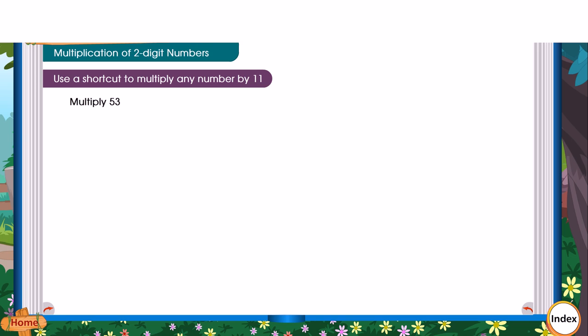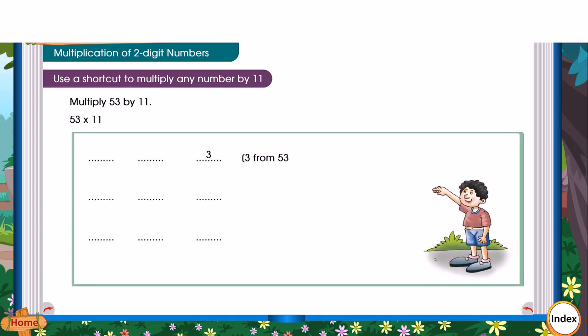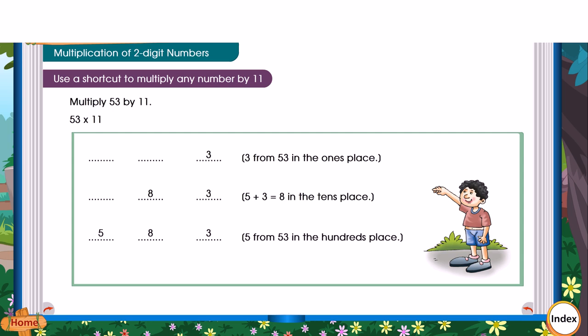Multiply 53 by 11. 53 into 11. 3 from 53 in the ones place. 5 plus 3 is equal to 8 in the tens place. 5 from 53 in the hundreds place. 53 into 11 is equal to 583.